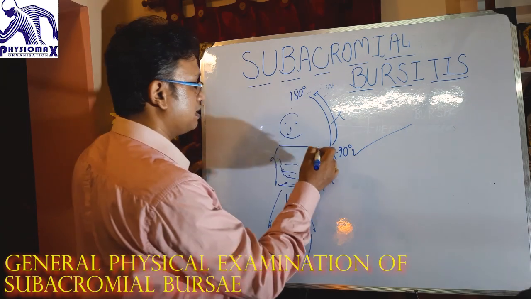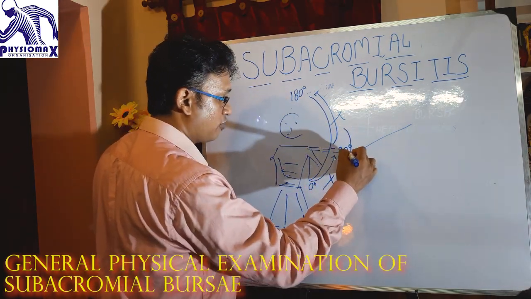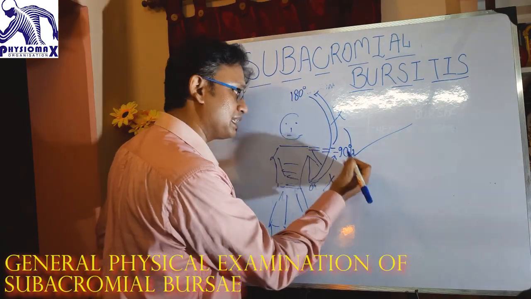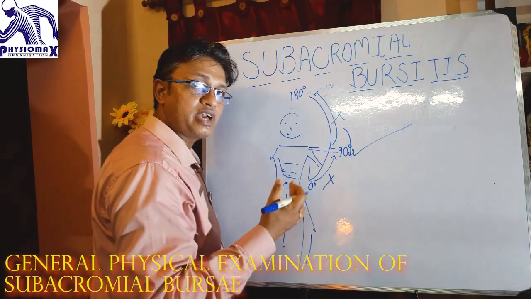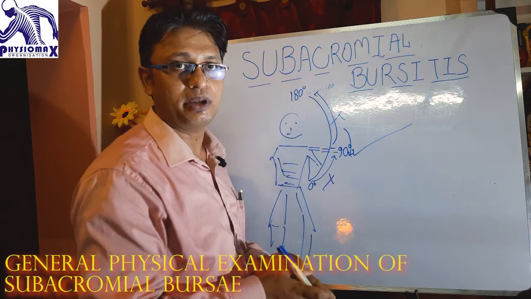And again, when the patient does the full arm abduction and returns from abduction towards adduction, exactly again at the 90 degree position the patient has pain. By that we can easily understand that it can be subacromial bursitis.